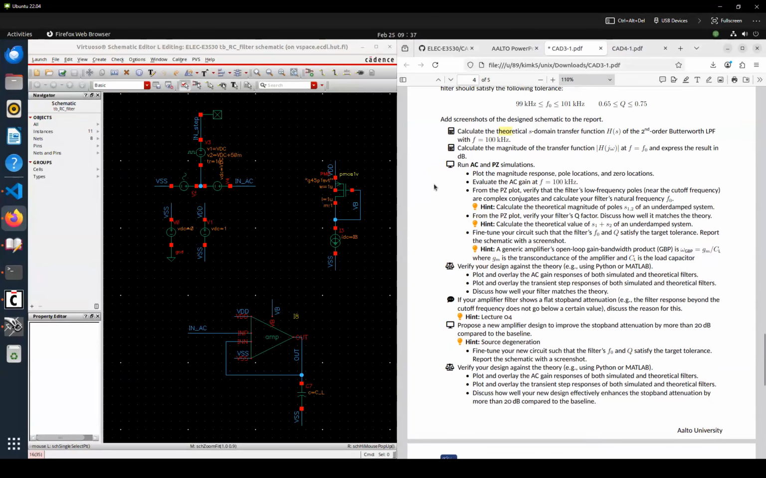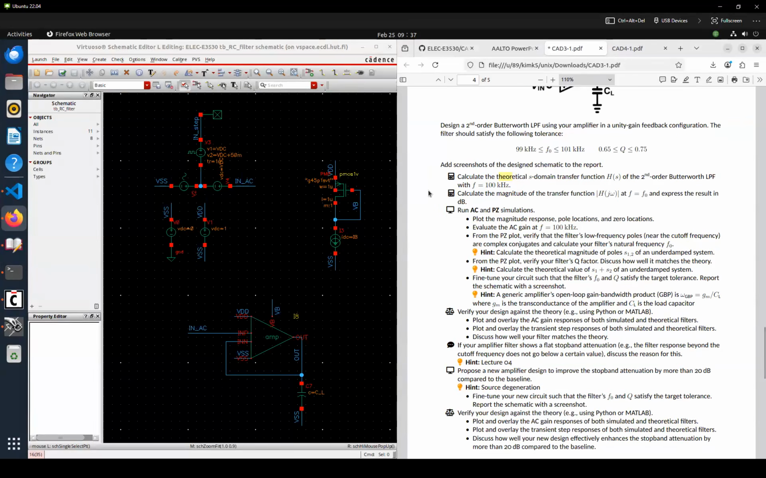And calculate the magnitude of the transfer function at f equal f0 and express the result in dB, right? So the magnitude equals the Q factor. For a second order Butterworth low pass filter, the magnitude is equal to 1 over square root 2, which is the Q factor 0.7. So let's run AC and PZ simulations.